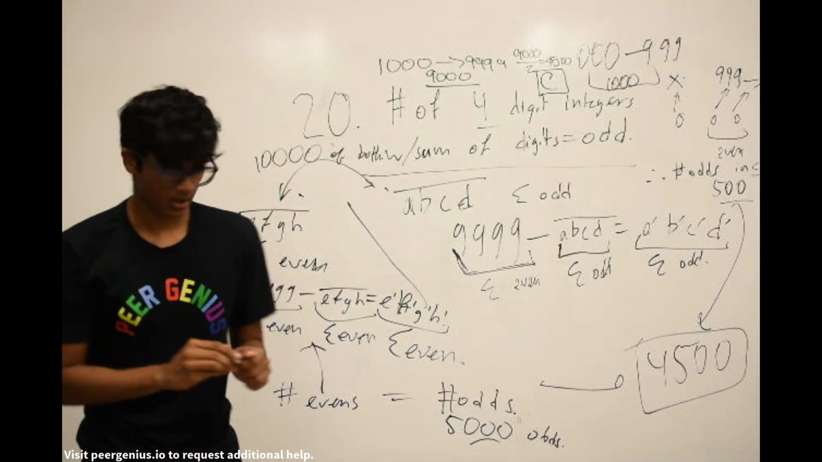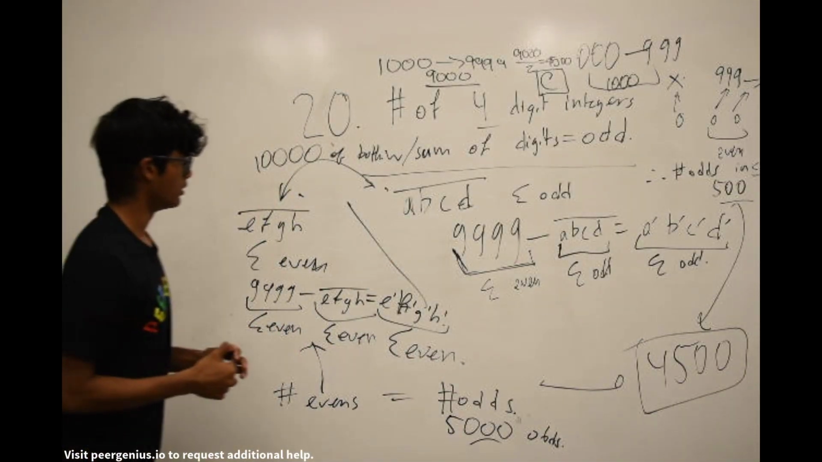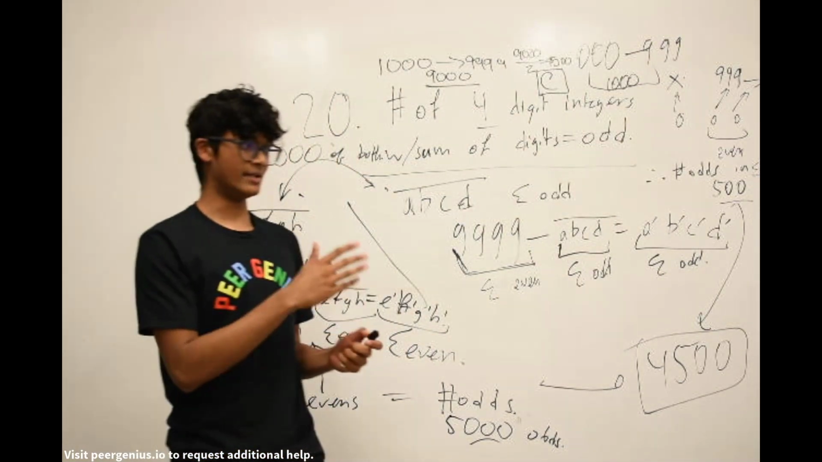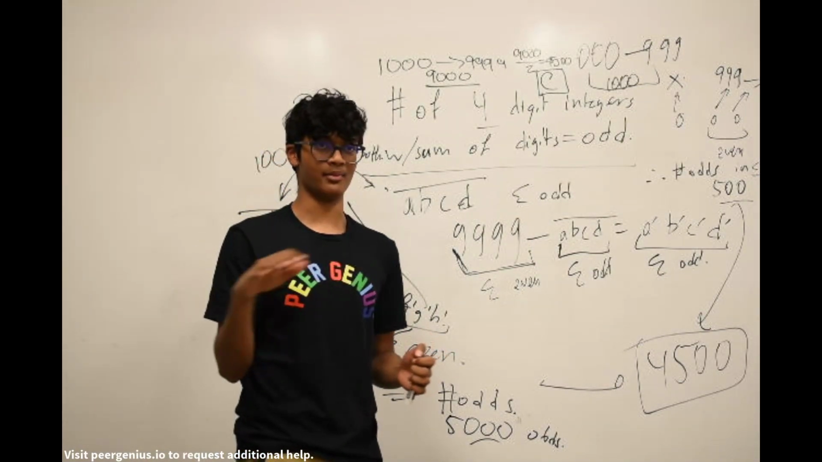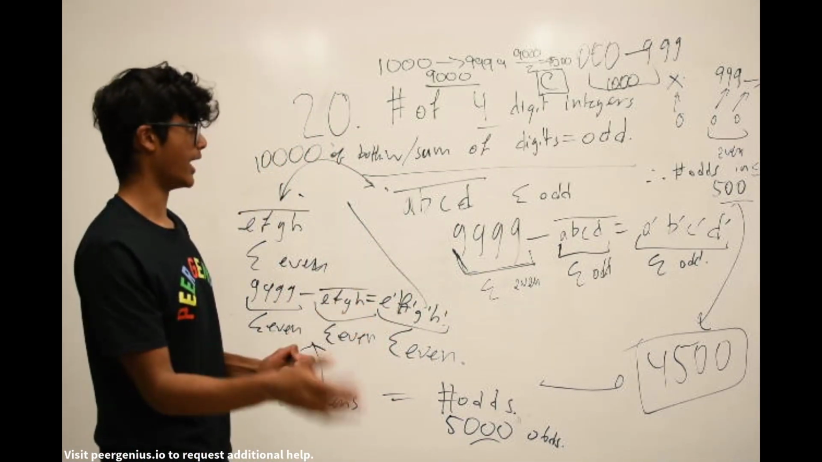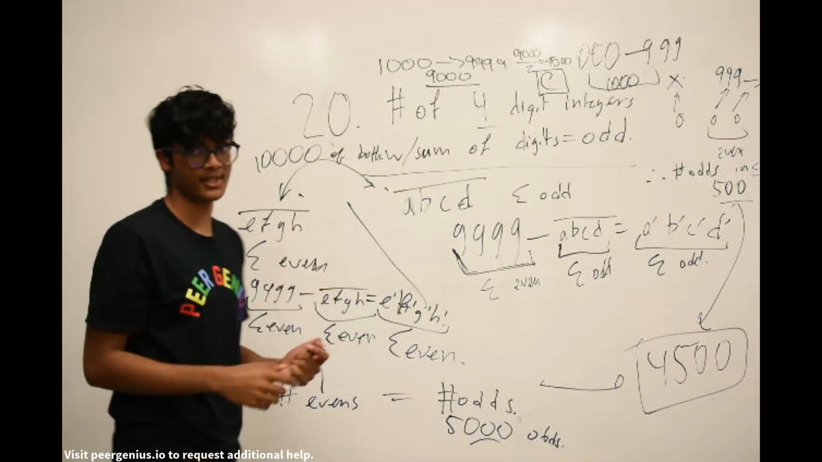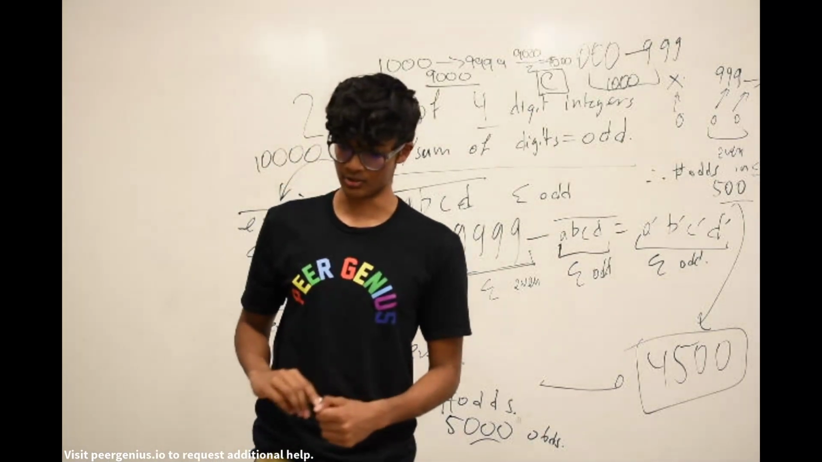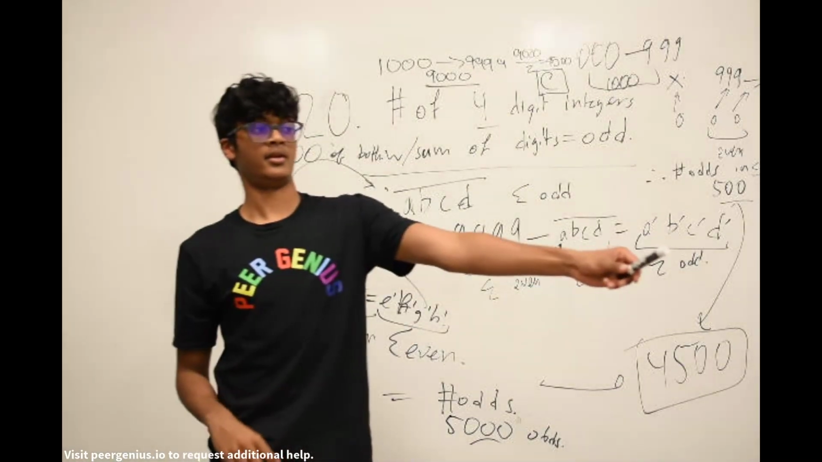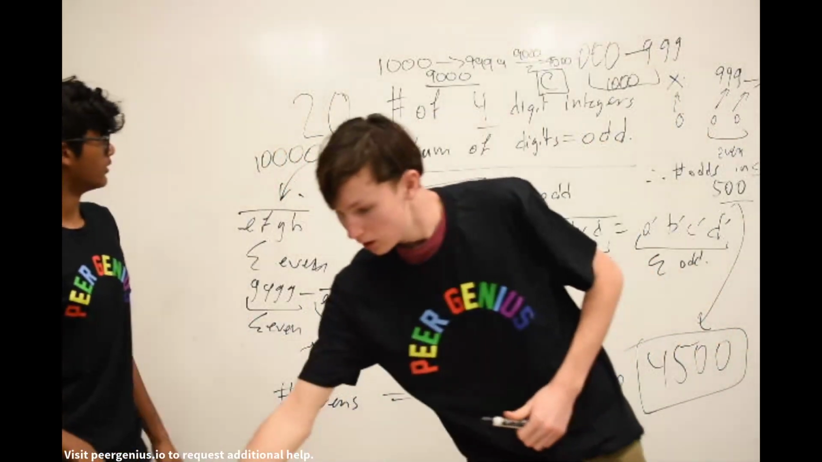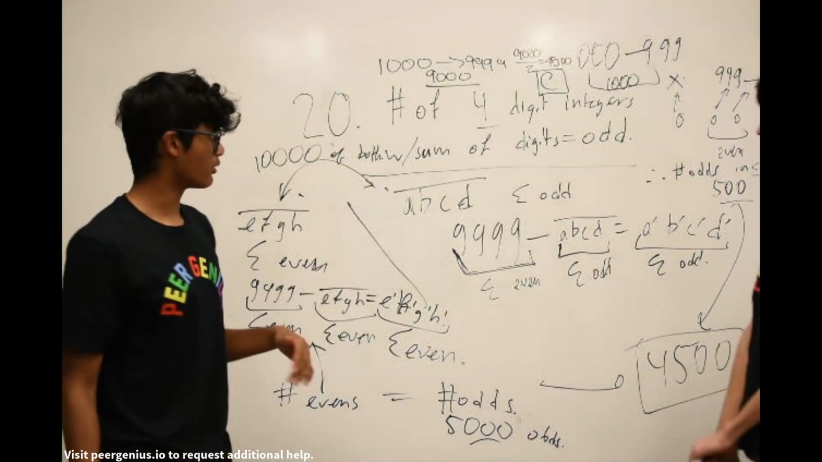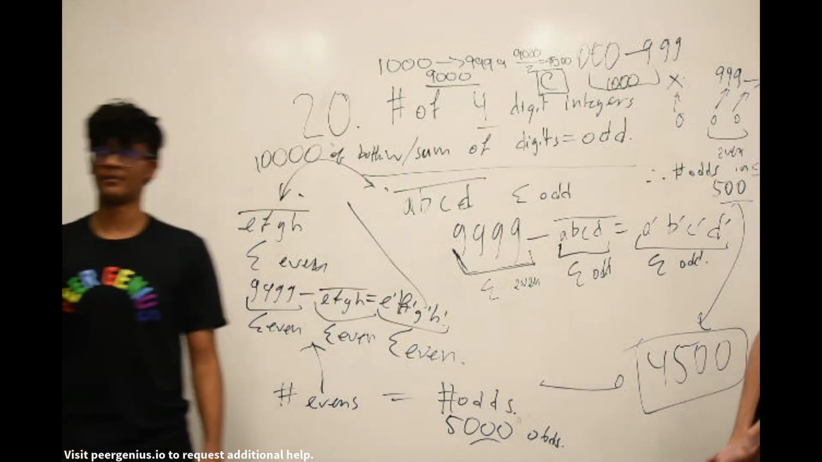So yeah, the idea about 9999 minus some odd number or some even number, the summation of those digits being odd or even, that's a good idea, but this is just a quicker way to get to that 4,500 number that you're looking for. Okay, so now we're going to be going to Ian with number 21. Awesome. All right. Let's leave that up there for 5 more seconds, and make sure to ask any questions if you have any.